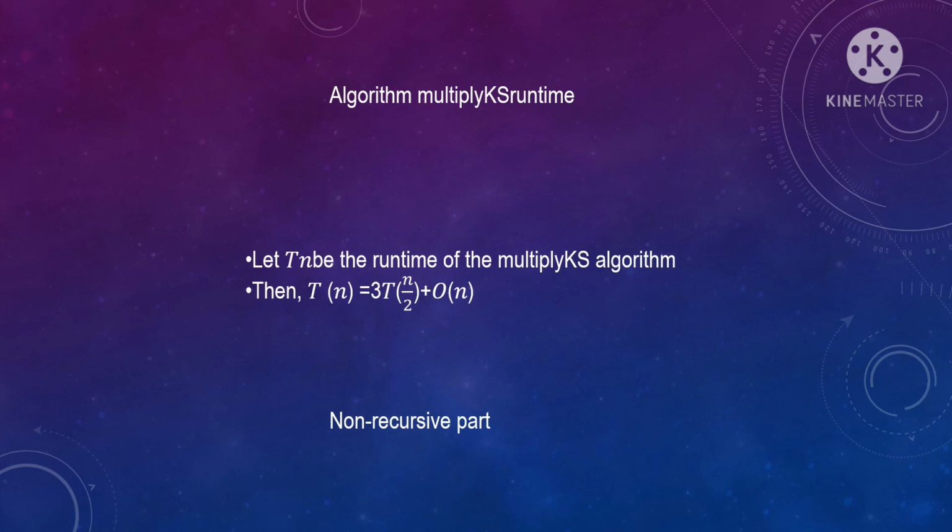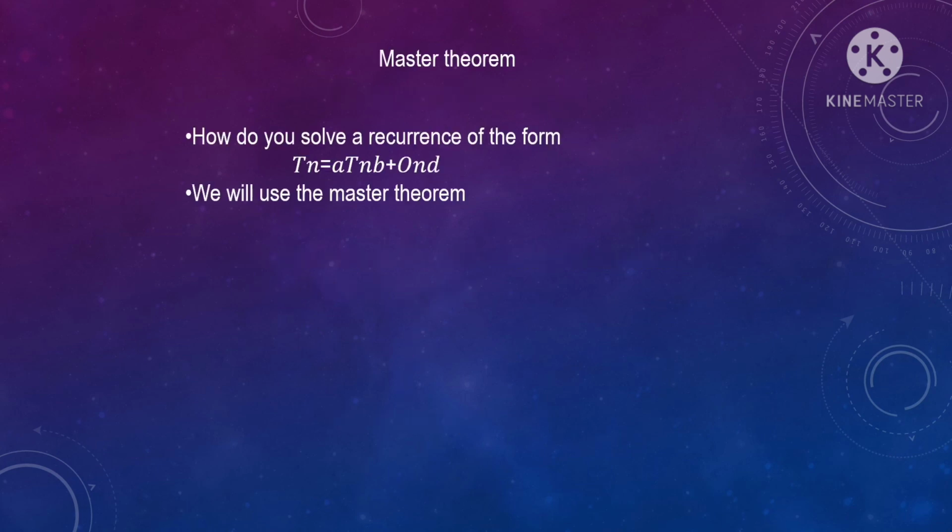Let T(n) be the runtime of the multiply algorithm. Then T(n) is equal to 3T(n over 2) plus O(n), the non-recursive part. How do you solve a recurrence of the form T(n) is equal to a T(n over b) plus O(n to the d)? We will use the master theorem.